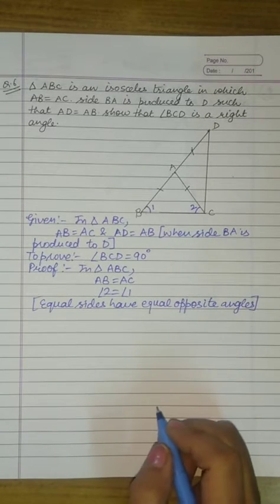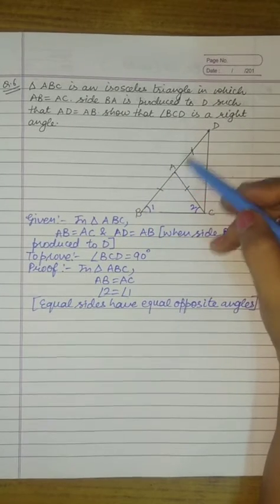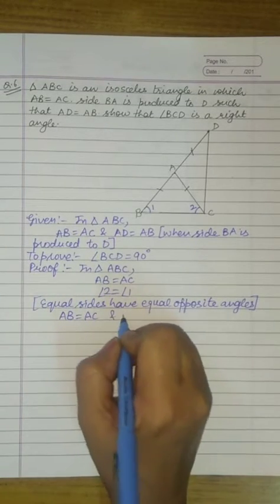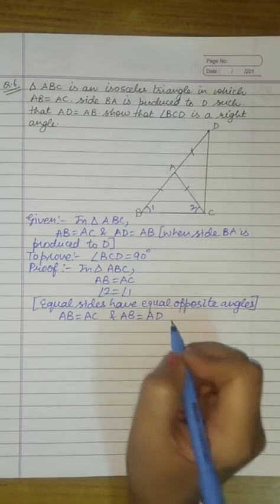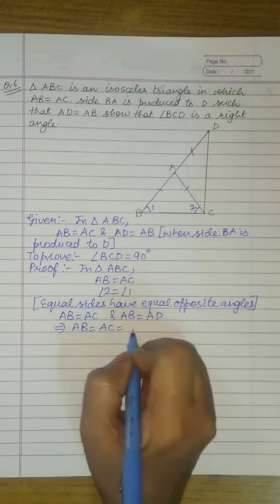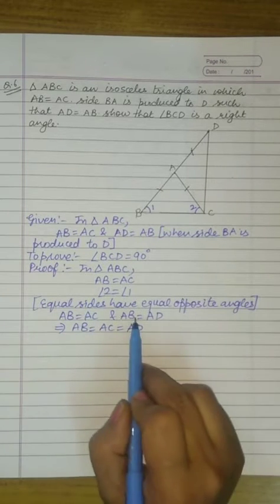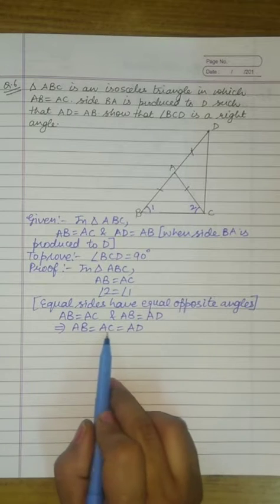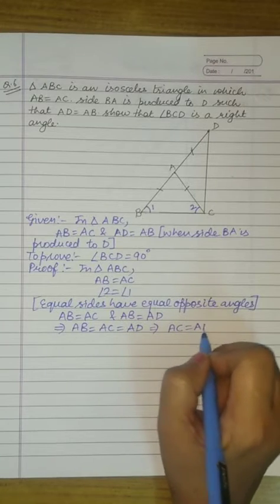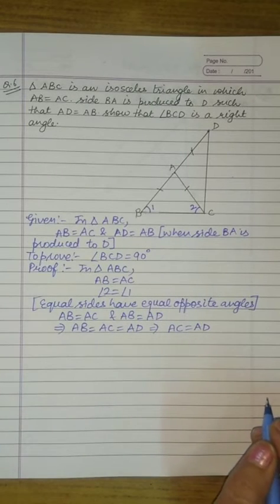Now we are also given one condition that when side BA is produced to point D, then AB is equal to AD. Now see, AB is equal to AC and AB is equal to AD also. So it implies that AB is equal to both AC and AD. It implies that AC is equal to AD. Now if AC is equal to AD, therefore the angles opposite to these sides are also equal.